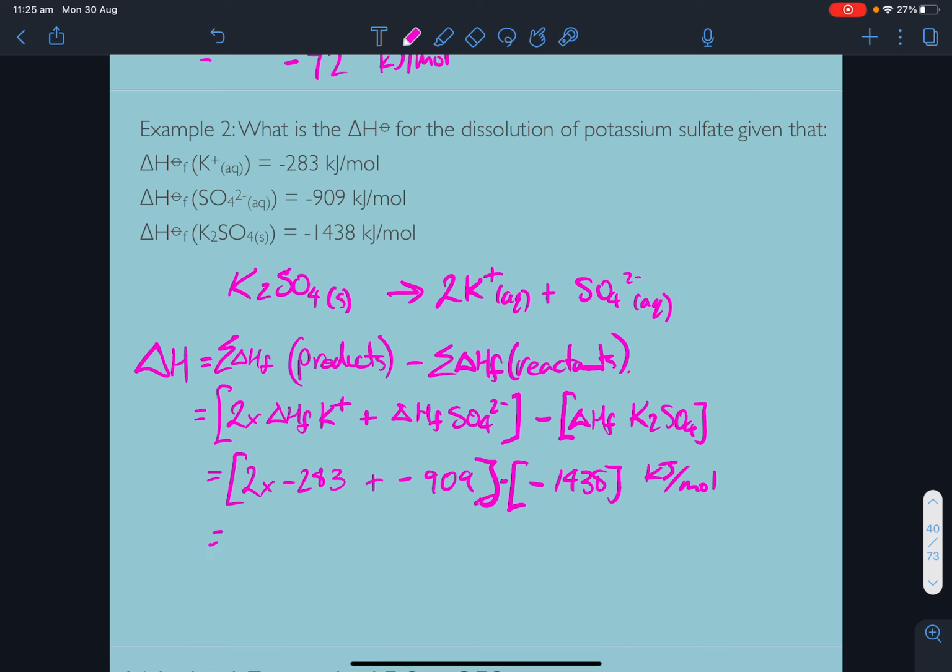Okay, so I've got 2 times negative 283 plus minus, so minus 909, and then I've got minus negative, so I've got plus 1438. I get negative 37 kilojoules per mole. So that dissolution reaction is just slightly exothermic. A little bit of energy given out.